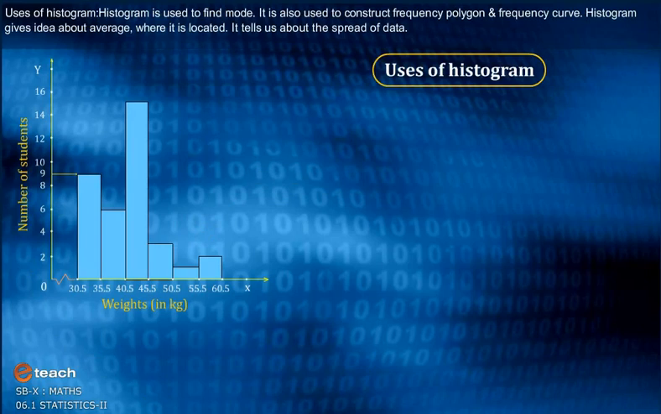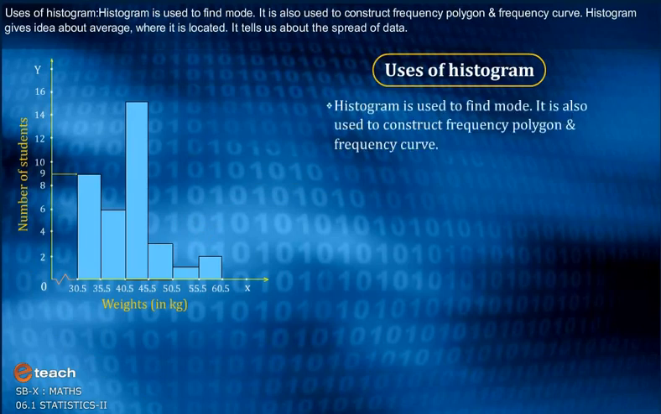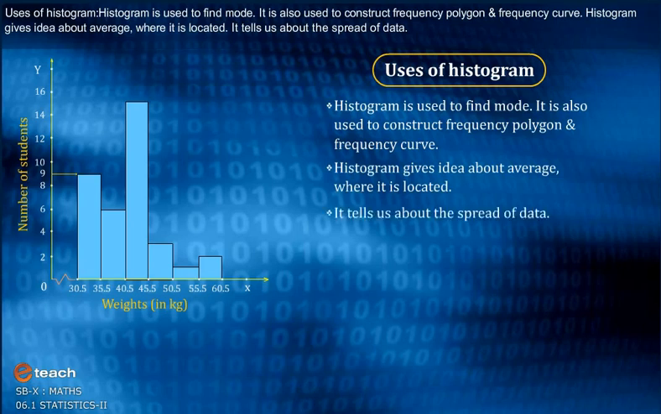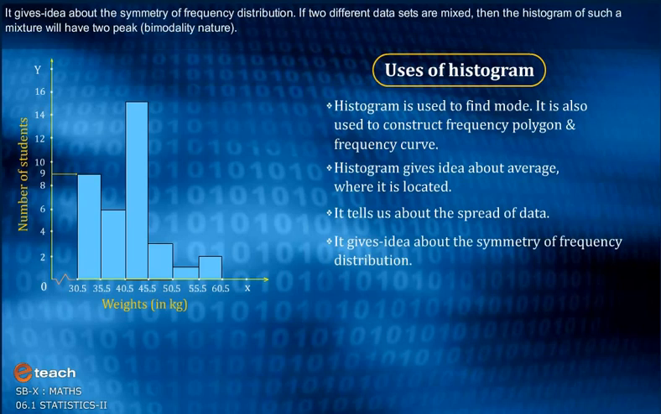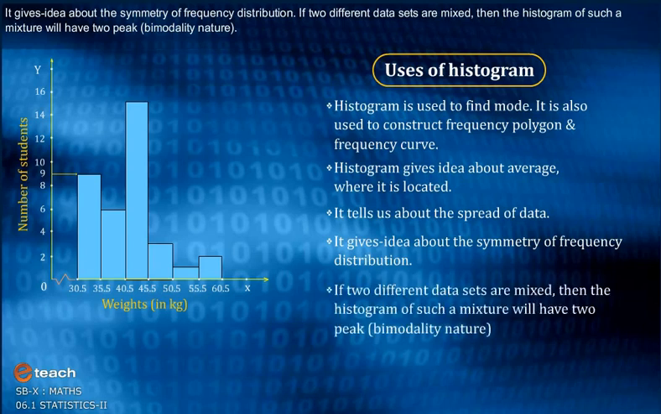Uses of histogram. 1. Histogram is used to find the mode. It is also used to construct frequency polygon and frequency curve. 2. Histogram gives an idea about where the average is located. 3. It tells us about the spread of data. 4. It gives an idea about the symmetry of the frequency distribution. 5. If two different data sets are mixed, then the histogram of such a mixture will have two peaks, showing bimodality.